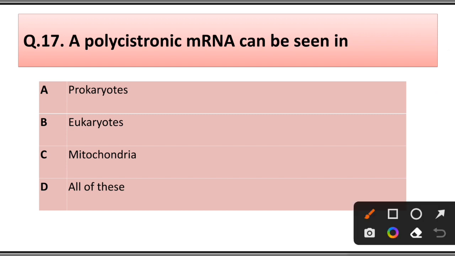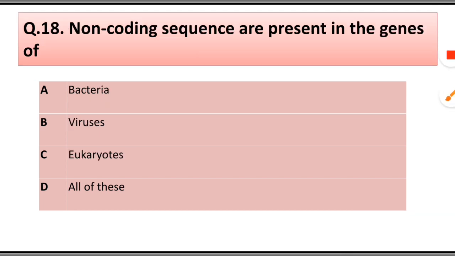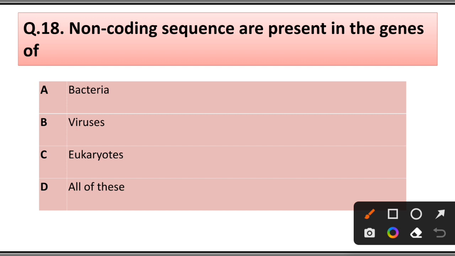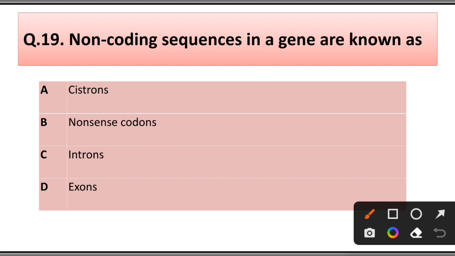17. A polycistronic mRNA can be seen in prokaryotes, eukaryotes, mitochondria, all of these. Correct answer is option A, seen in prokaryotes. 18. Non-coding sequences are present in the gene of bacteria, virus, eukaryotes, all of these. Correct answer is option C, in eukaryotes. 19. Non-coding sequences in a gene are known as cistron, nonsense codon, introns, exon. Correct answer is option C, introns.